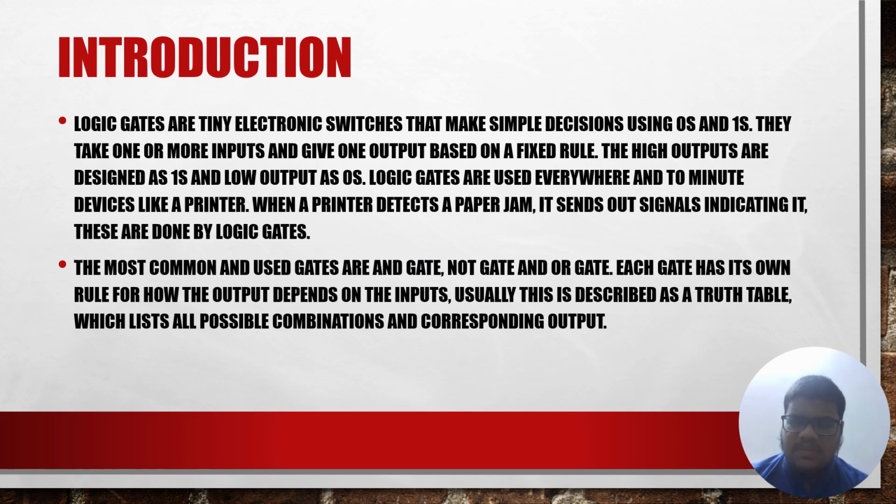When a printer detects a paper jam, it sends out signals indicating it, and these are all done by logic gates. The most commonly used logic gates are the AND gate, NOT gate, and OR gate. Each gate has its own unique rule for how the output is determined. The output basically depends on the input. Usually, this is all described in a truth table, which lists all possible combinations and corresponding outputs.